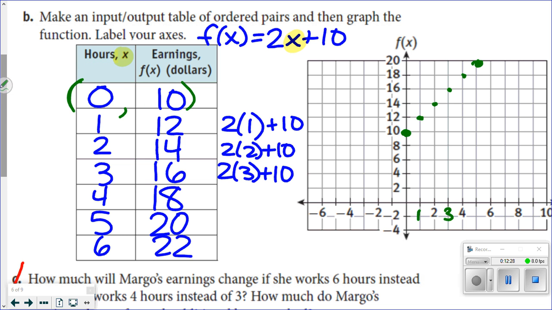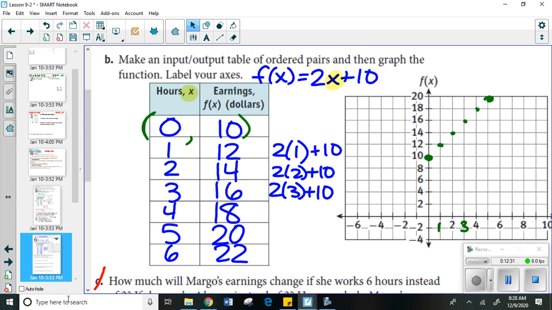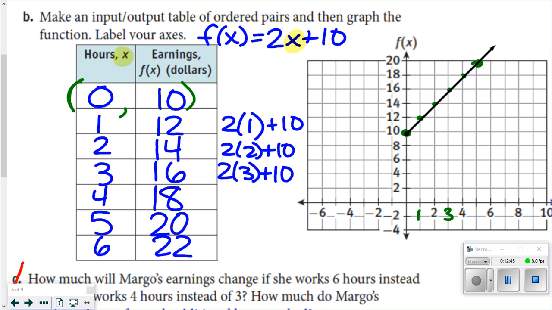All right, take a straight edge, and I want you to connect these, and use an arrow at the end of your line to show that it continues, show that the pattern keeps going. And then when you're ready, jump to page 130, and I'm going to skip question C, and we're going to go straight to D.